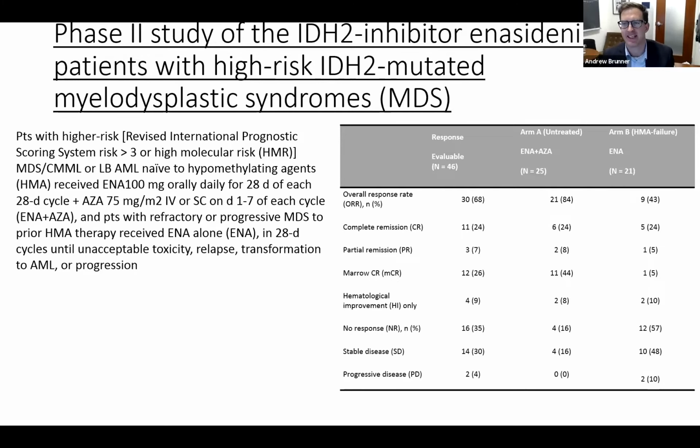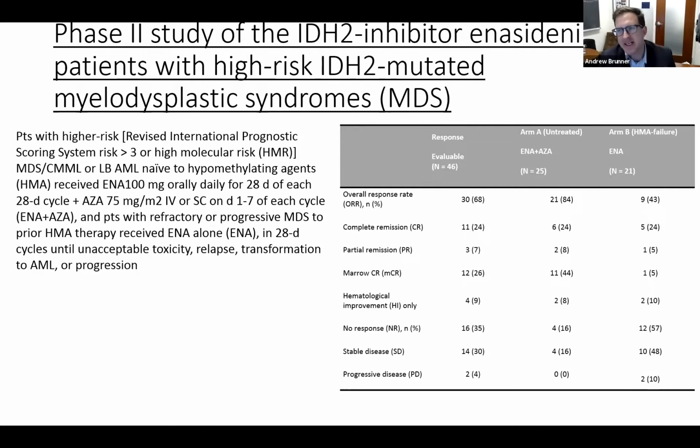IDH2 inhibitor, enasidenib. Now, mutations in IDH1 and IDH2, these are genes that are involved in cell metabolism. And these mutations were discovered, and really treatment was developed in acute myeloid leukemia, or AML, where they might represent 20 to 25% of patients. However, we see them in MDS. They're not as common, maybe 5 to 10% of people have an IDH1 or an IDH2 mutation.